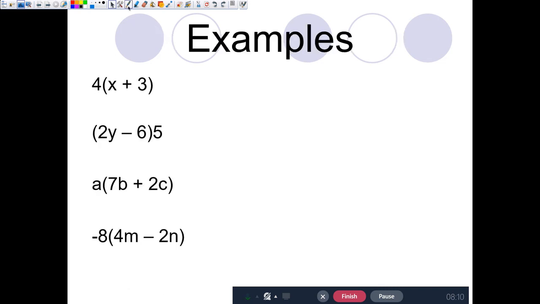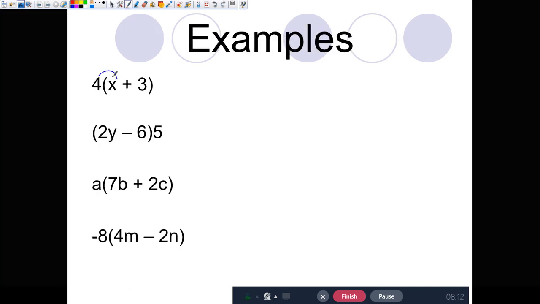Okay, so I'm going to multiply 4 times x, and I'll get 4x. And then I'll multiply 4 times 3 and get 12, sorry, not x, 12. And that's my answer. You can still distribute if the number is on the back side of our parentheses, okay?